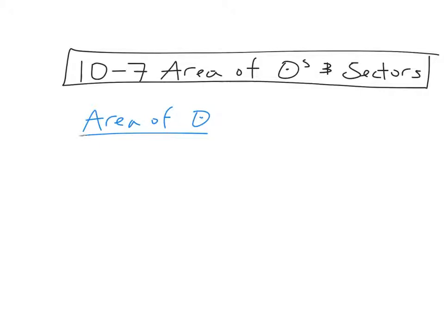Isn't it A equals 1/2 no. B1 plus B2 times. That's a trapezoid. Area of a circle, pi r squared, okay? Circumference of a circle, pi d, or 2 pi r. So we're going to be working with mostly pi r squared today, mostly the area of a circle.